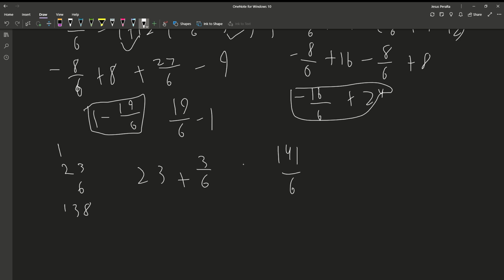And you could simplify this by 3 actually. If you were to simplify it by 3, you would multiply by 40, which would give you 120. You would have 21 left. 3 times 7 is 21. So then 21 plus 120 is 141. So then you would simplify this to 47 over 2.